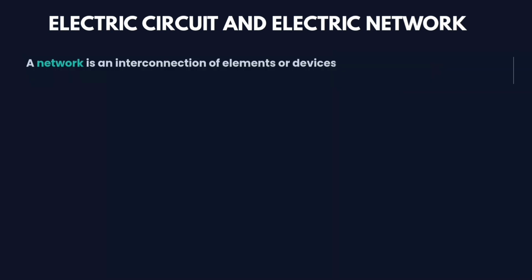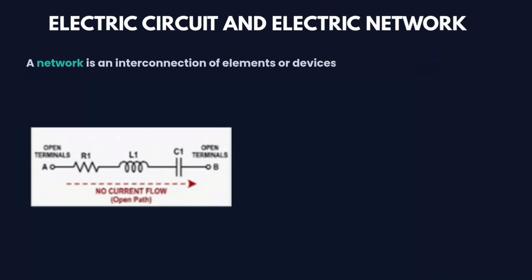A network is simply an interconnection of electrical elements or devices. For example, if a resistor, an inductor, and a capacitor are connected together, they form a network. In general, whenever electrical elements are interconnected, the arrangement is called a network.